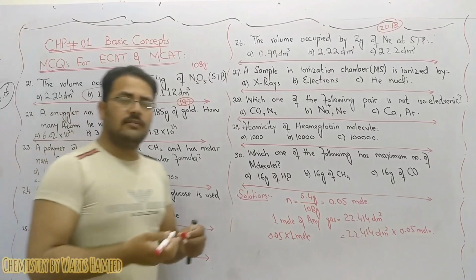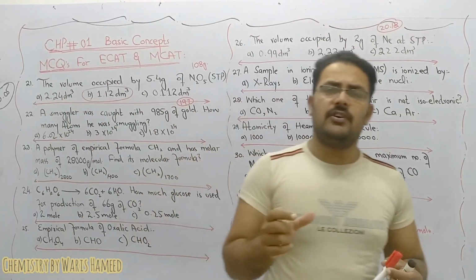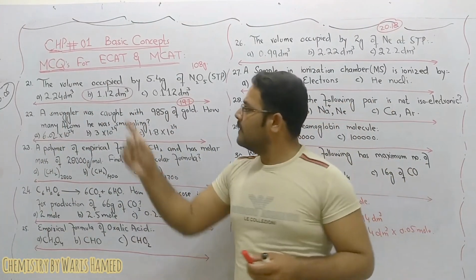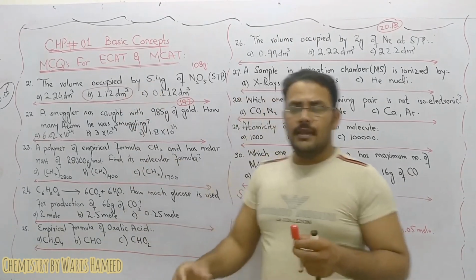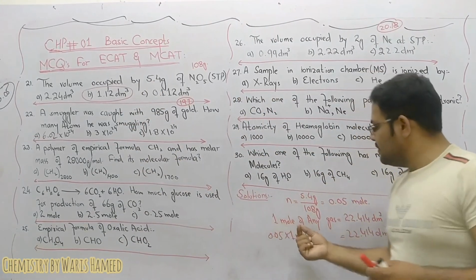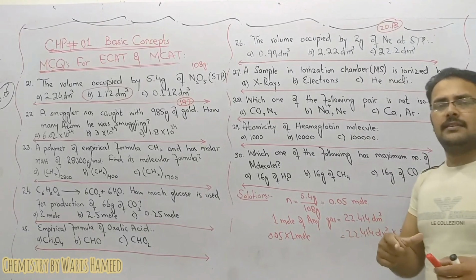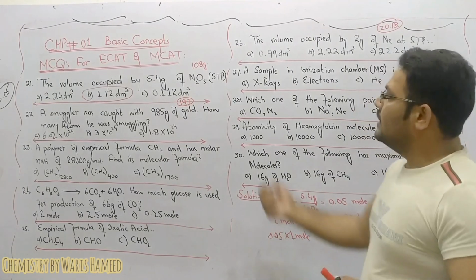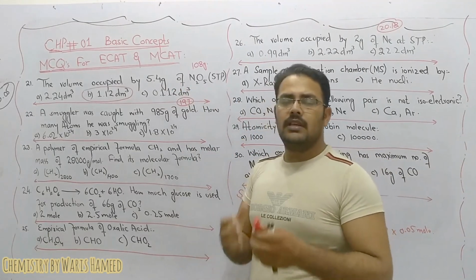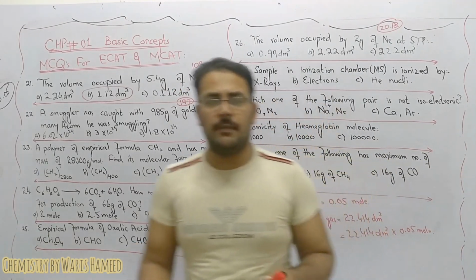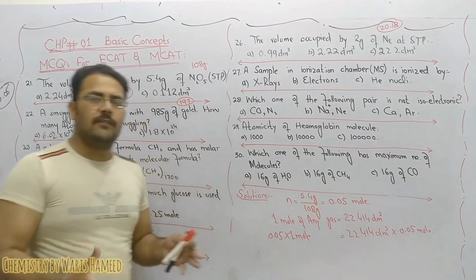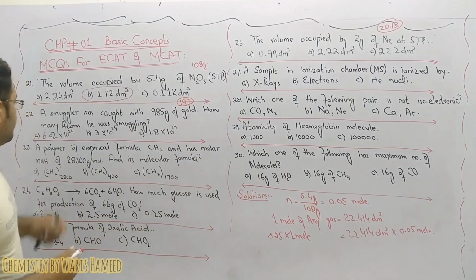How can we solve such type of question? First of all, find the number of moles of the given mass. Then make a relation between 1 mole and the occupied volume of the gas. Then multiply by the given mole that you have found in the first step. You will attain the occupied volume of that amount.